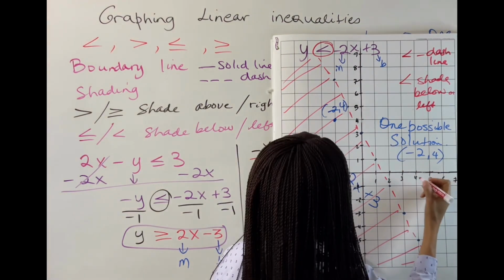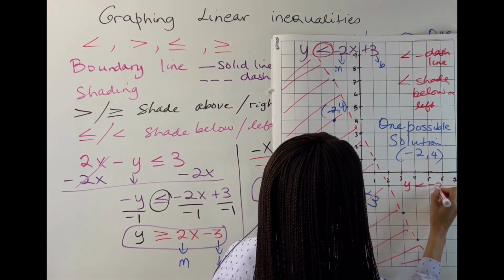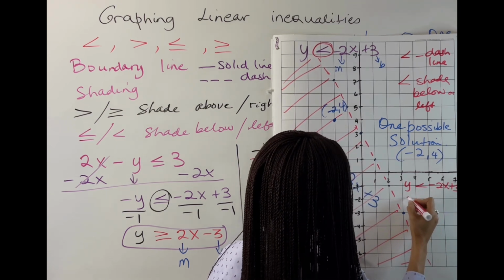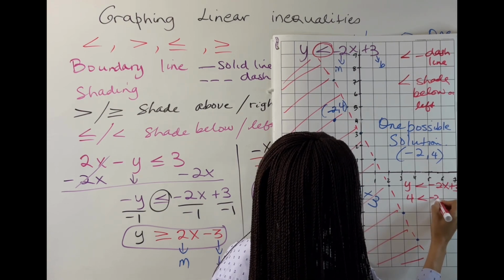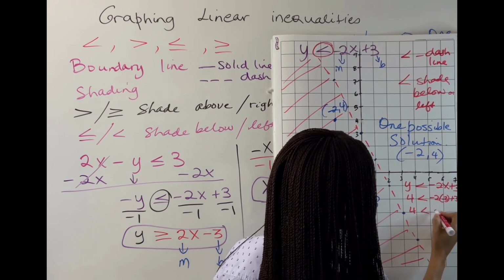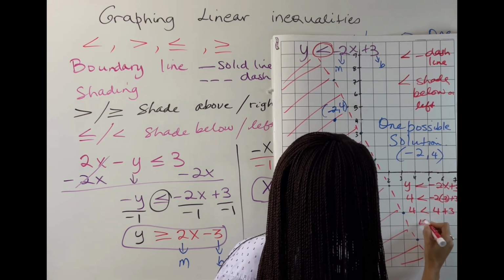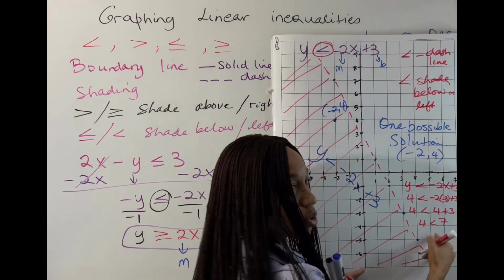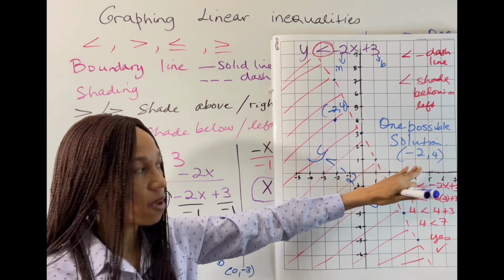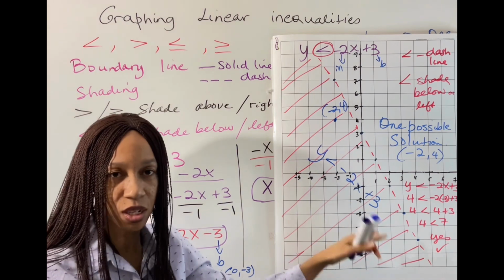So I have my inequality there, which is y is less than -2x plus 3. So y is 4, x is -2 and plus 3. So let's do the math. -2 times -2 is +4 plus 3. 4 is less than 7. And is this true? Yes. Once you know that, yes, this is true, then you can say that the solution -2, 4 will make the solution true for this particular inequality.